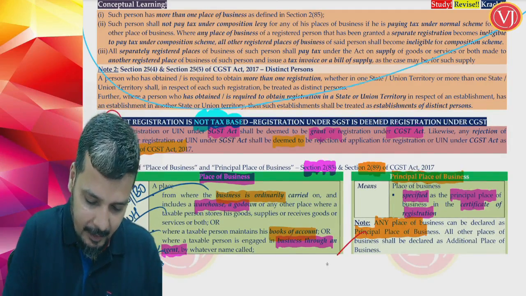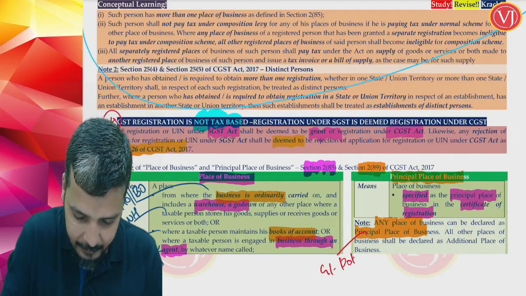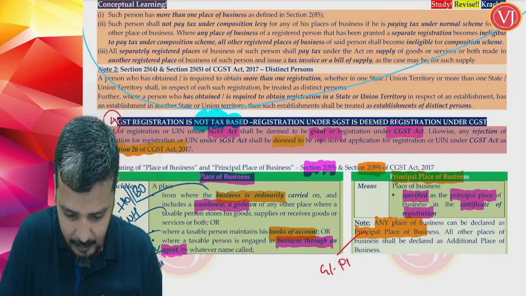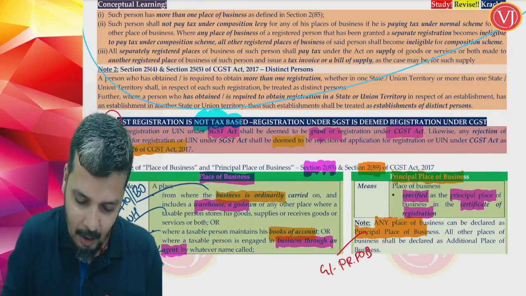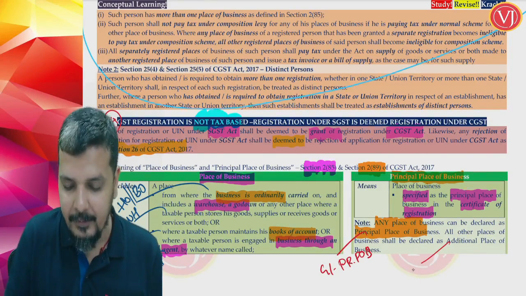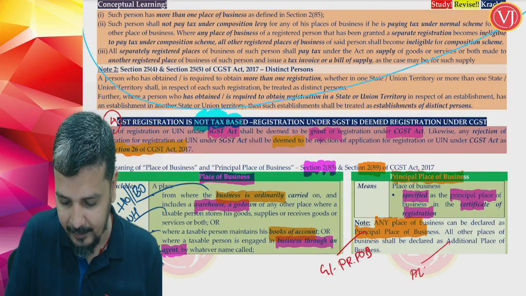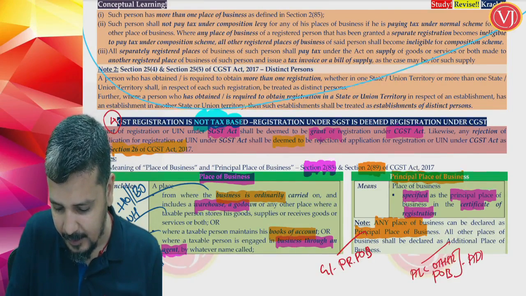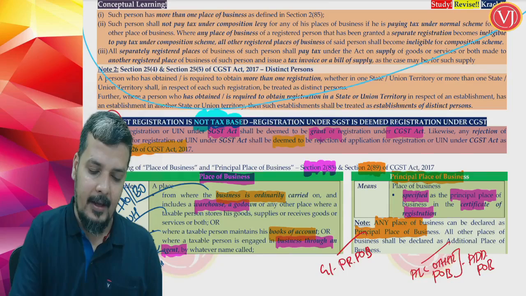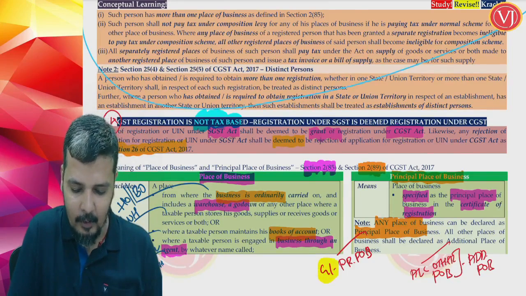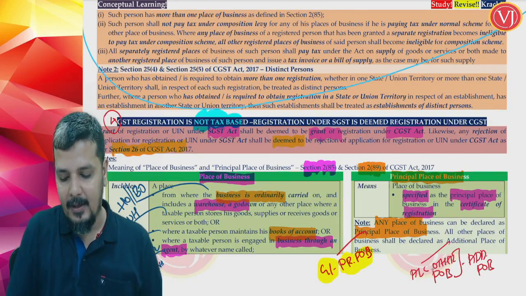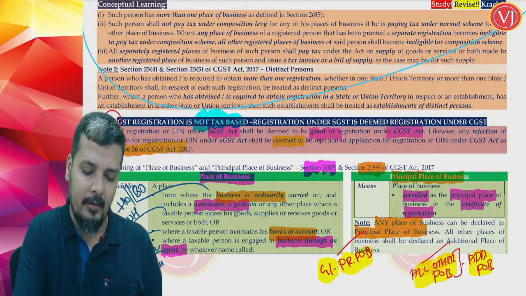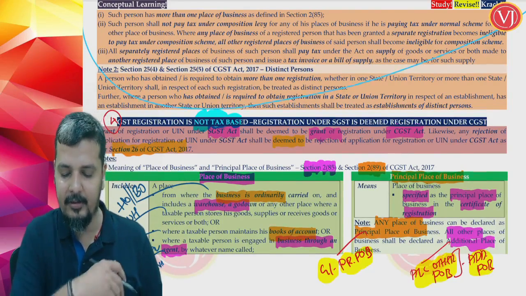So I could select my godown number 1 as the principal place of business. I have multiple godowns. Every other place of business will become my additional place of business. I'm just trying to make a point that I could have selected my godown number 1 as the principal place of business. Automatically all my other places of business would have become my additional places of business.